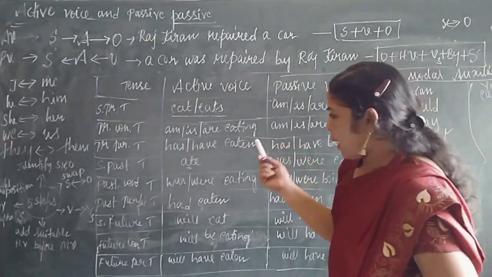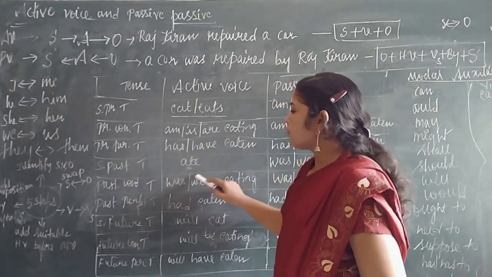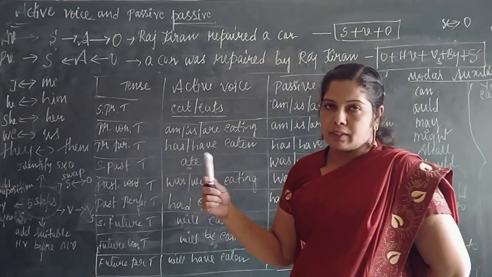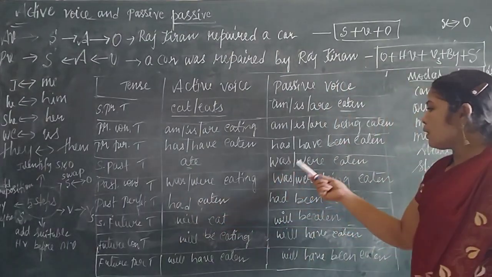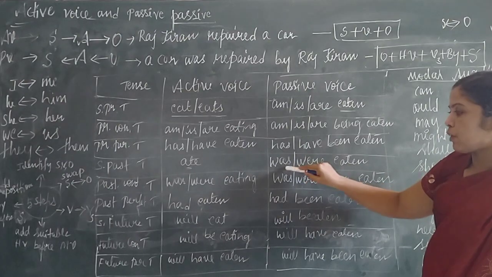Let us come to past tense. If the given sentence is in simple past tense, we will have the main verb ate, like I ate food. So here in the passive voice, if the subject is singular, we add the helping verb was.